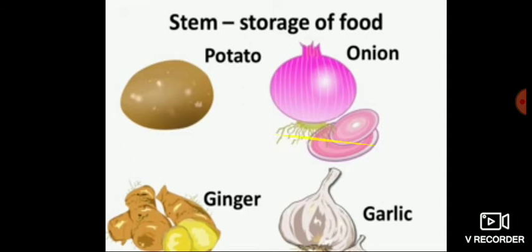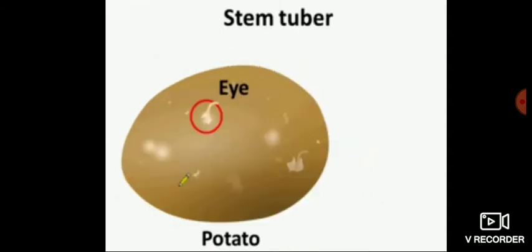So we can see here the picture of potato. We see eyes. You know that we have eyes. Eye is nothing but what grows into a new plant. This type of underground stem which becomes swollen due to the storage of food is called tuber.